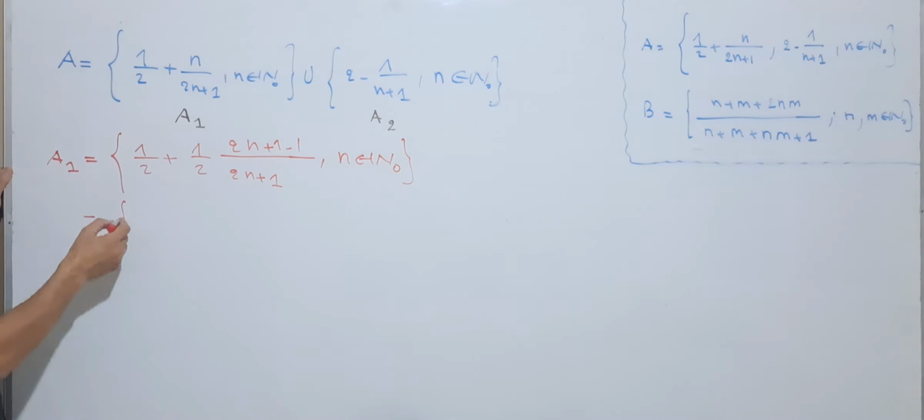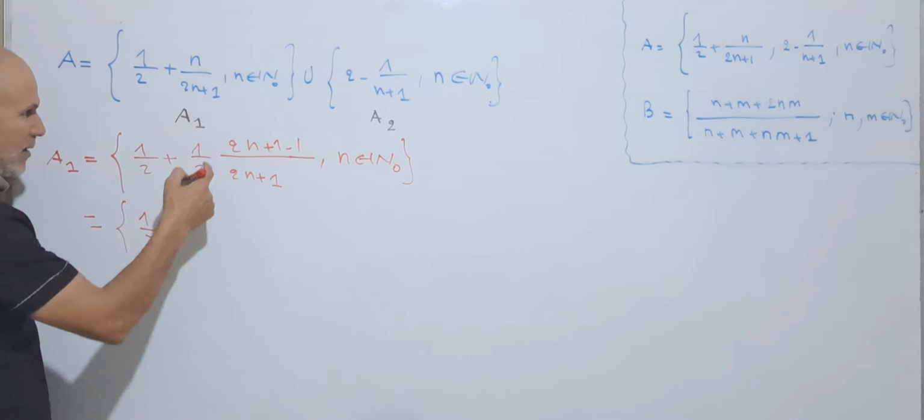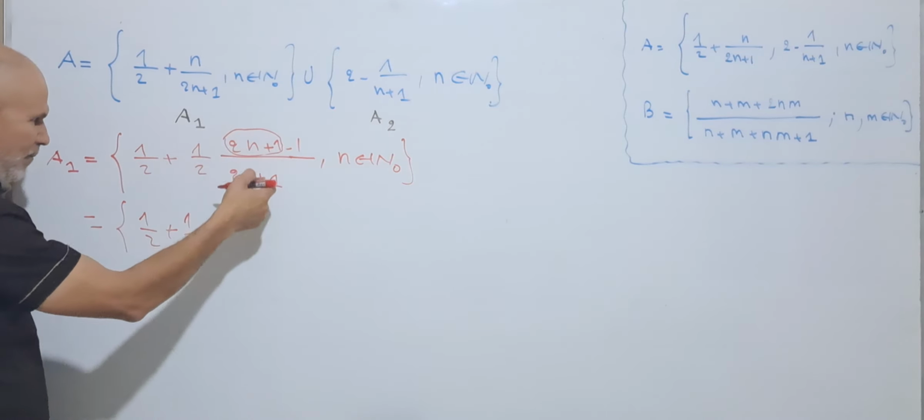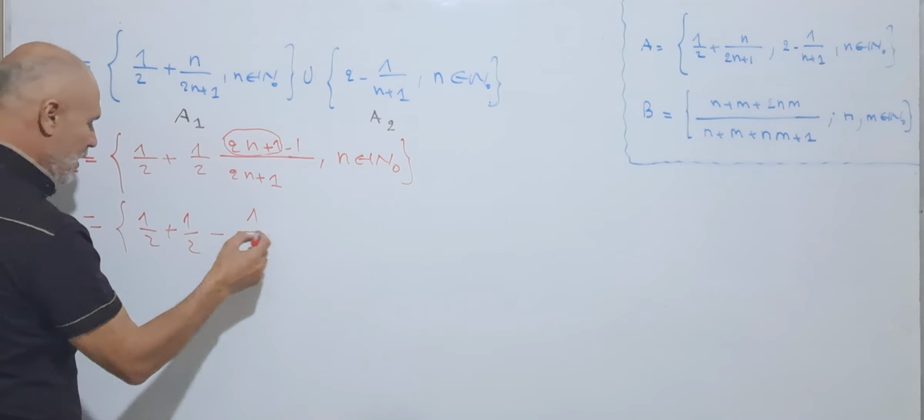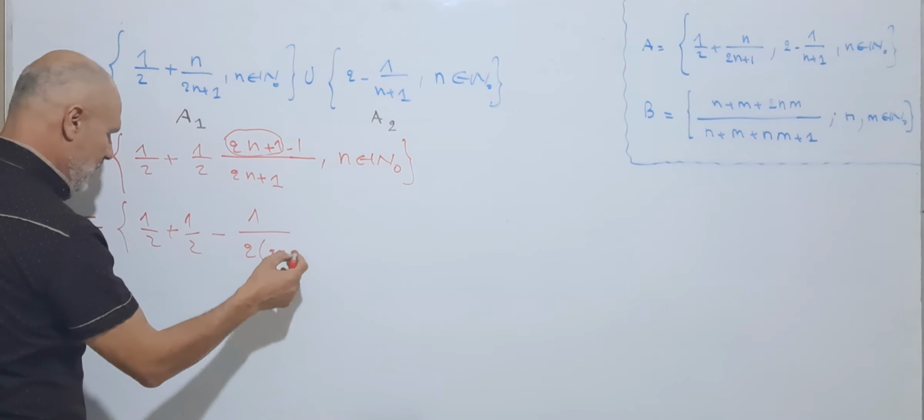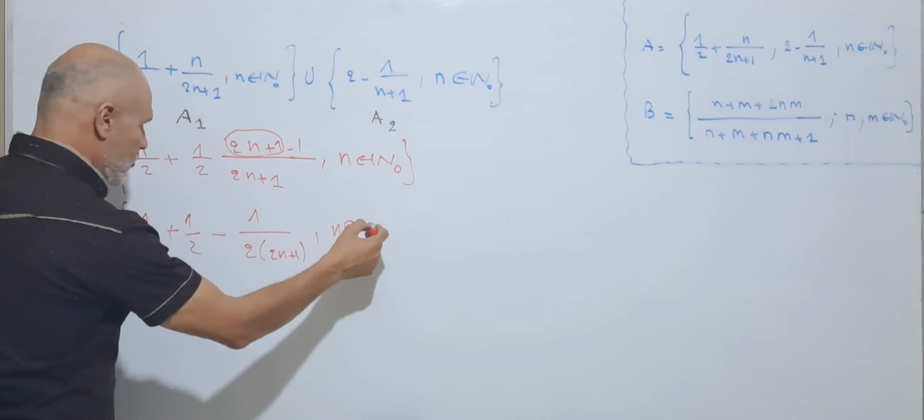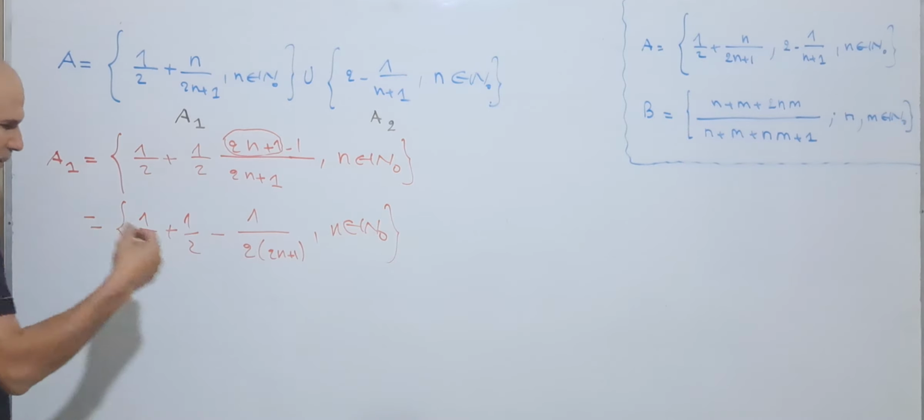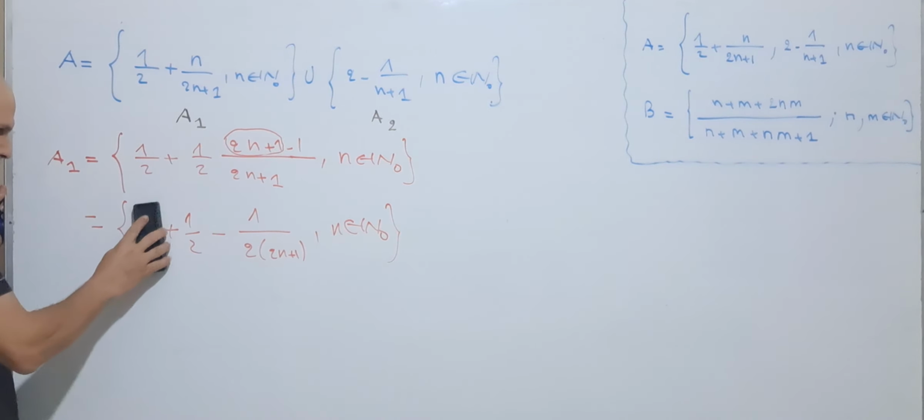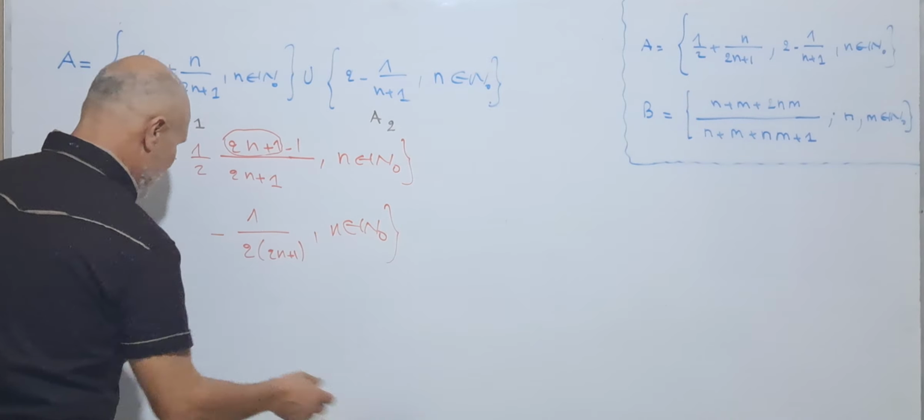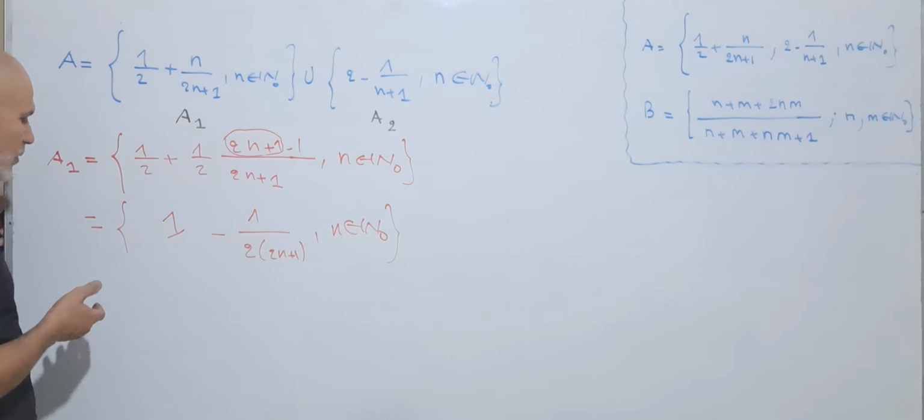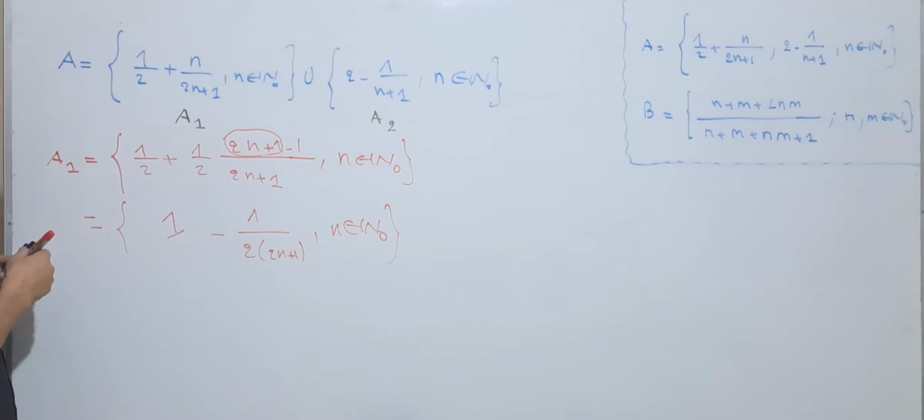And here we get 1/2 plus the first 1/2, minus 1/2 times 2n plus 1, and n belongs to N0. This is just to let n in one place. And 1/2 plus 1/2 gives us 1. We are dealing with the supremum and the infimum of A1.